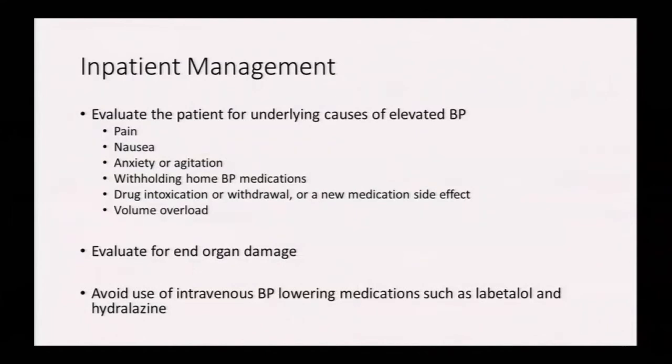Once you determine it's an asymptomatic hypertension, then you should evaluate your patient for any underlying causes that could cause this elevated blood pressure. There's a lot of causes, there's a lot of things that could cause that. I'm just going to name some of them: pain, nausea, anxiety, or agitation. Probably we held their home blood pressure medications, and that's why 2-3 days down the road during their hospitalization, their blood pressure is up. Drug intoxication or withdrawal.